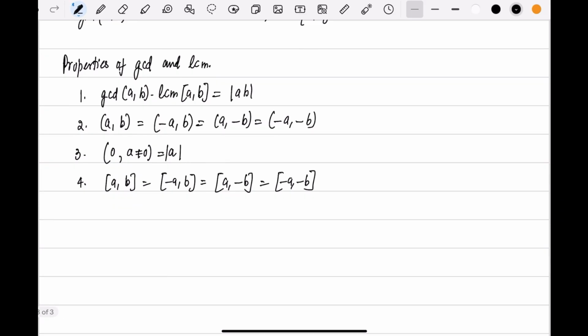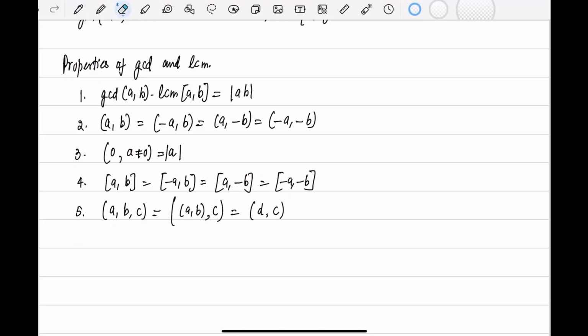Now, if we have to find the GCD and LCM of more than two numbers, like the GCD of A, B, C, we can take it in this way. We can first find the GCD of A comma B, then find its GCD with C. Suppose GCD of A comma B is equal to D, then D comma C will be the GCD of A, B, C.